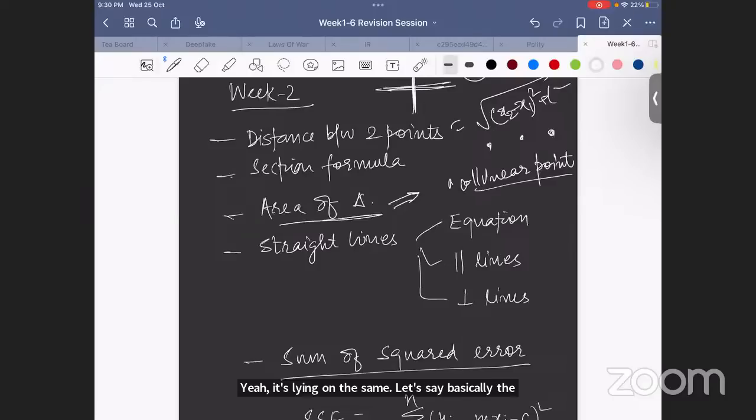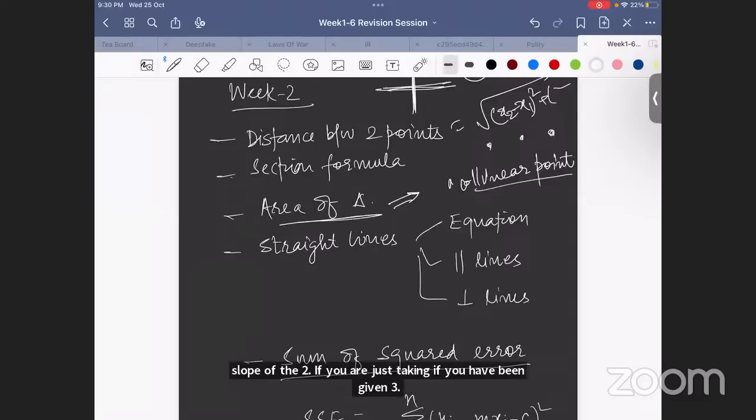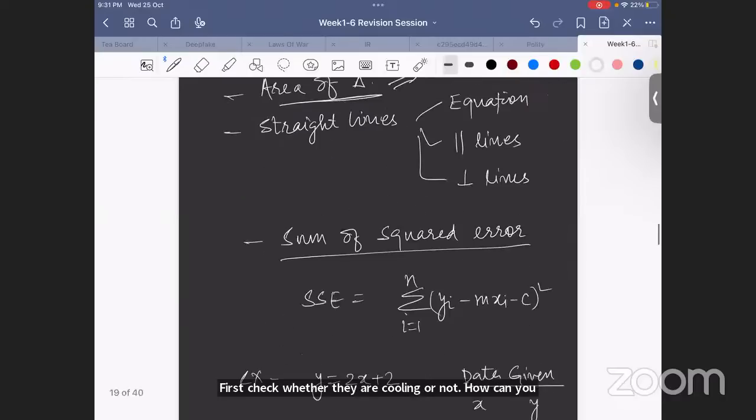So the area of a triangle, you should memorize the formula also. First, check whether they are collinear or not. How can you check the collinearity? Just take 2 points and then calculate the slope. Is it clear? Yes, sir. Now come to the straight line.